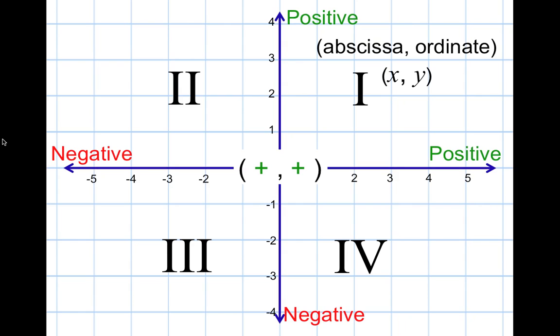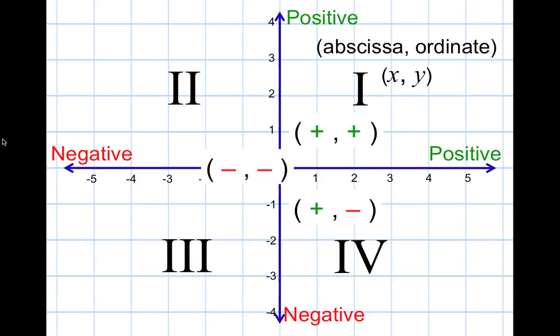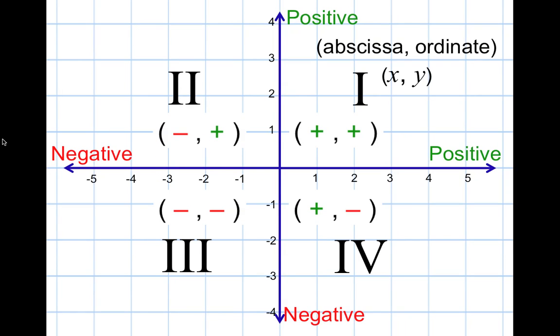If both the coordinates are positive, that point is in the first quadrant. If the abscissa is positive and the ordinate is negative, that point must end up in the fourth quadrant. If both coordinates are negative, we go to the left and then we go down, so we end up in the third quadrant. And if the x-coordinate is negative, but the y-coordinate is positive, we go to the left, but then we go up, so we end up in quadrant 2.